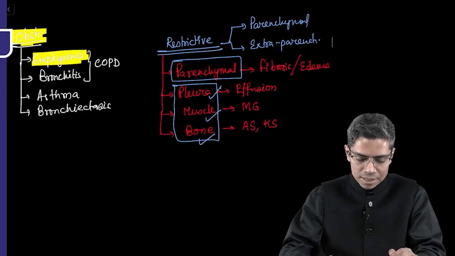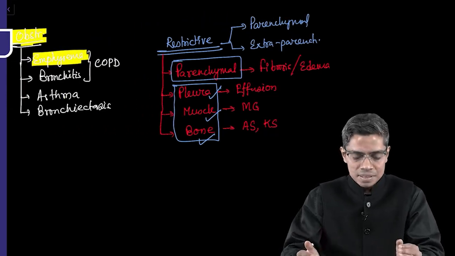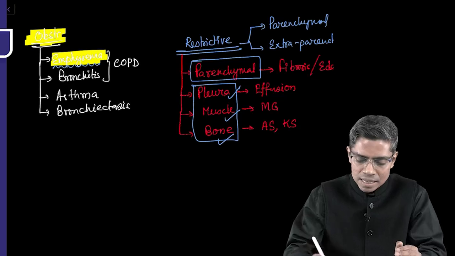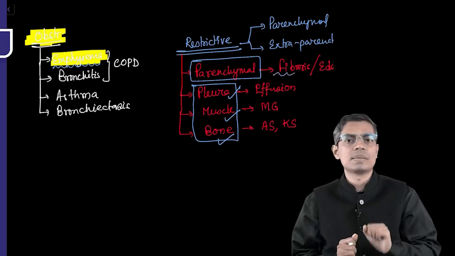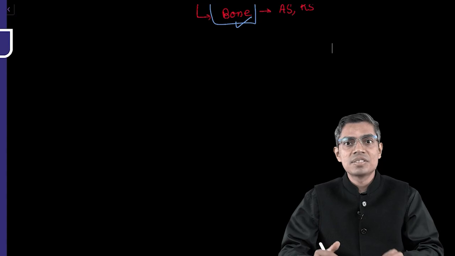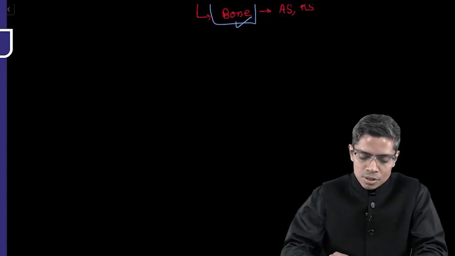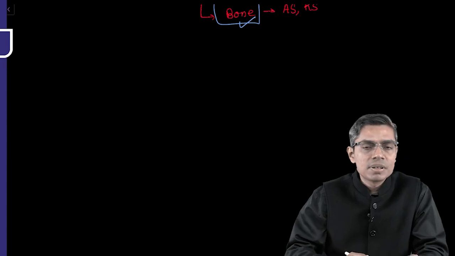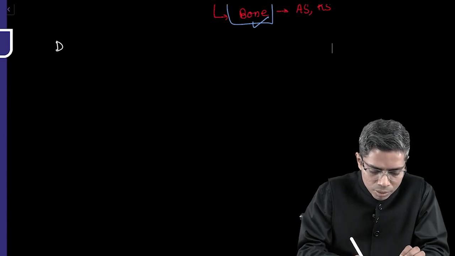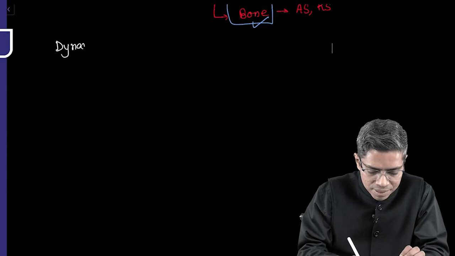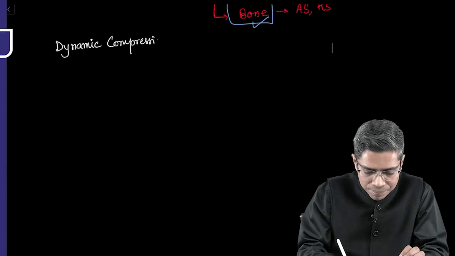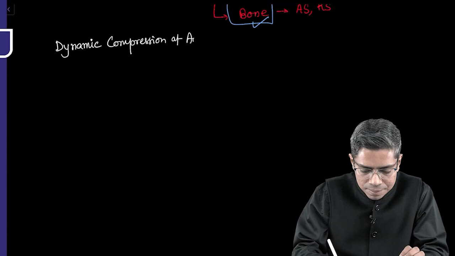Now we are going to understand how these lung volumes and capacities are going to change in case of obstructive disease first, and then we will discuss how they change in restrictive disease. So emphysema and how it is changing your lung volumes and capacities. To understand this phenomenon, first of all you have to understand a normal phenomenon that is known as dynamic compression of airways.